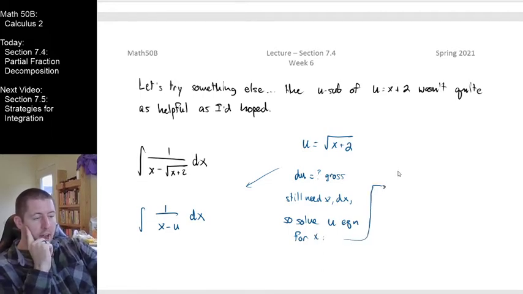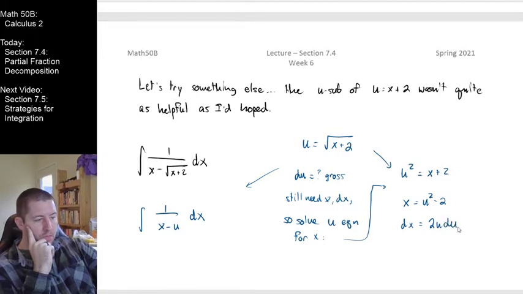So let's do this here. What I think I could do is I can say this guy right here is going to be u. u squared is x plus 2. That really means to me that x is u squared minus 2. And now it's really easy for me to make this substitution, or this derivative of 2u du.